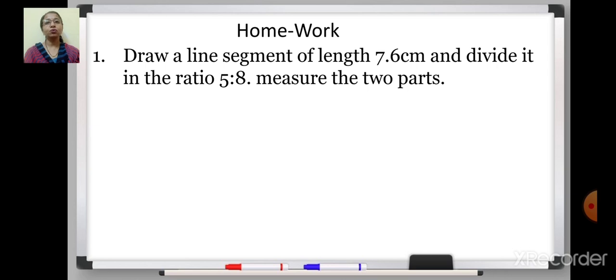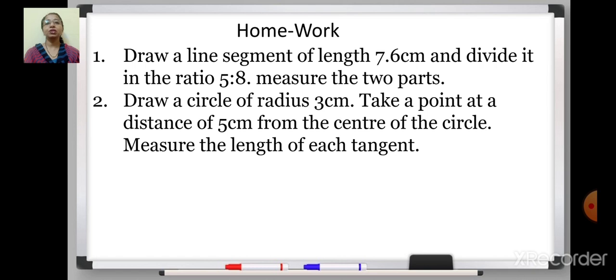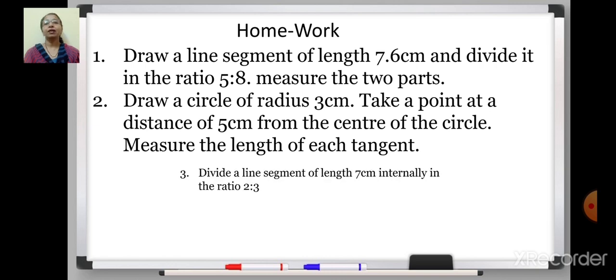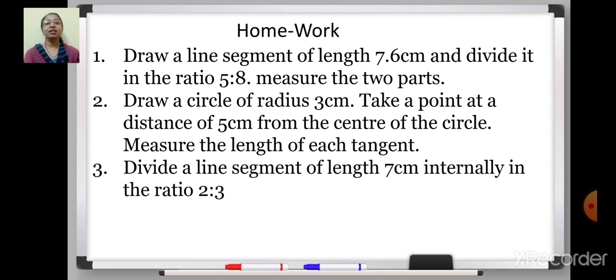Right? So you will try this and try to write the steps of construction in your own words in proper order. The next question is: draw a circle of radius 3 centimeter. Take a point at a distance of 5 centimeter from the center of the circle and measure the length of each tangent segment. And third is: divide the line segment of length 7 centimeter internally in the ratio 2:3.